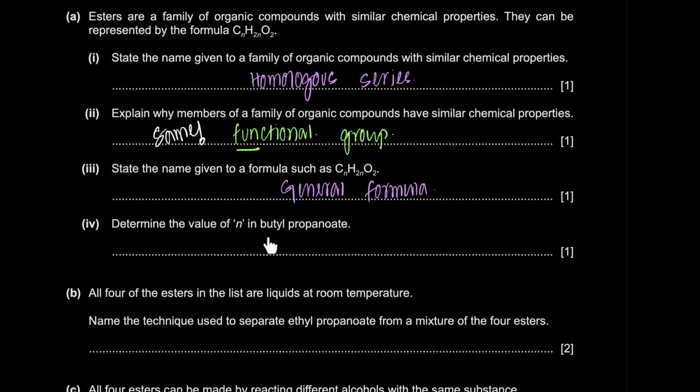Determine the value of N in butyl propanoate. But means 4, prop means 3. So it should have a total of 7 carbons, so N is 7.